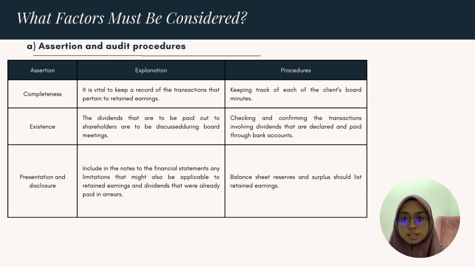Number 1, completeness. Completeness is vital to keep a record of transactions that pertain to retained earnings. The procedure is keeping track of each of the client's board minutes. Number 2 is existence. The dividends that are to be paid out to shareholders are to be discussed during a board meeting.